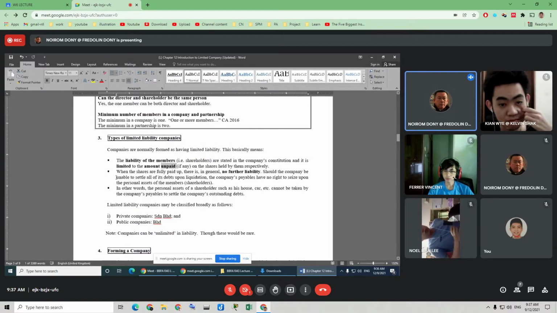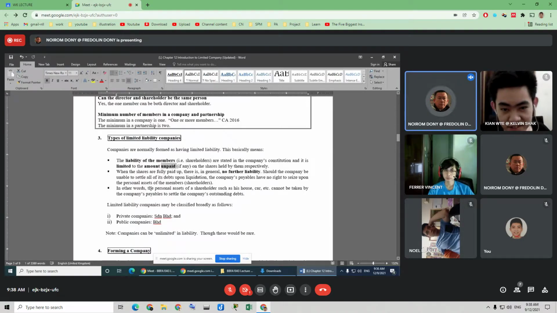Should the company be unable to settle all of its debts upon liquidation, liquidation means the company has been wound up, meaning the company has so many liabilities exceeding the assets that it has to be closed down. So the company's payables have no right to seize the personal assets of the members, meaning they cannot go after the personal belongings of the shareholders. That is the meaning of limited liability.